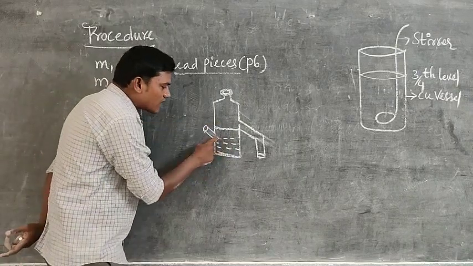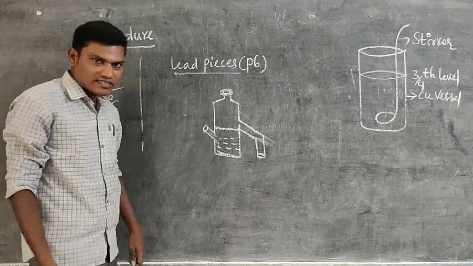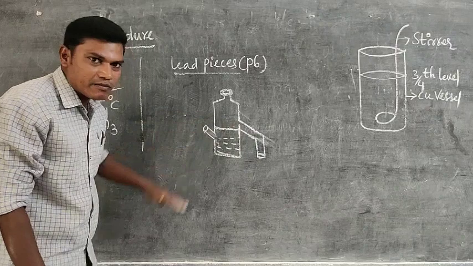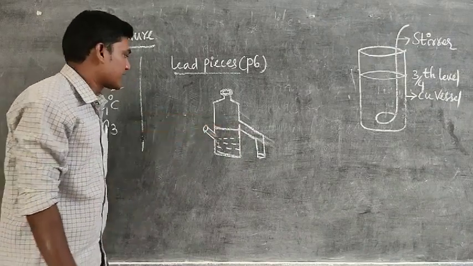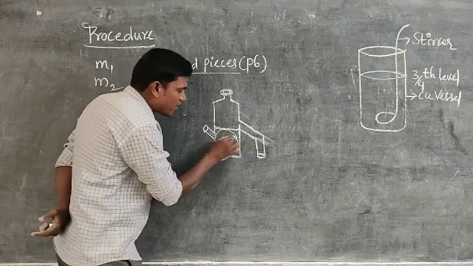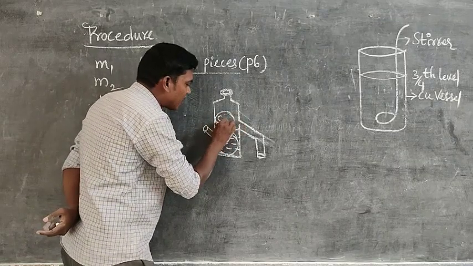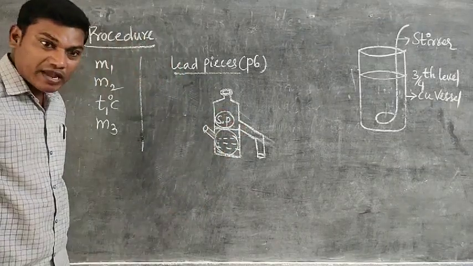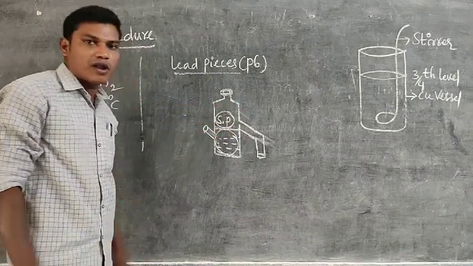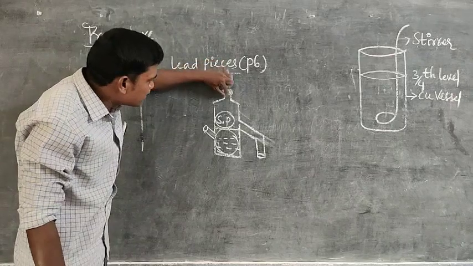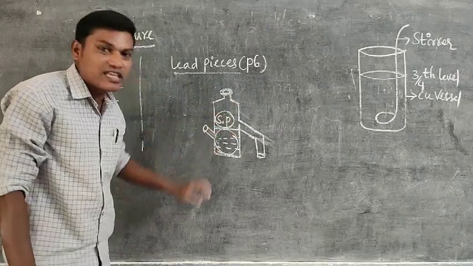The Regnault steam heater has two parts, divided by a copper strip or copper layer. In the lower chamber there is water, and in the upper chamber we place the solid pieces. Because if there were no copper strip between the upper and lower chambers, the solid pieces would mix with the water.